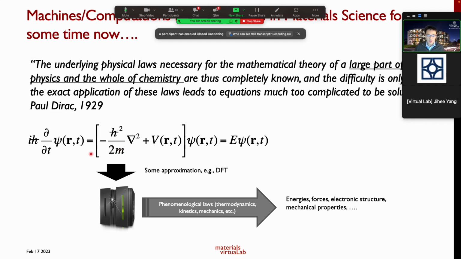So you take this Schrödinger equation, you usually use some approximation, for example, density functional theory, you plug it into a computer, and after applying maybe some phenomenological laws like thermodynamics or kinetics or mechanical equations, what you come out with are material properties, right? Things like energies, forces, electronic structure, mechanical properties.